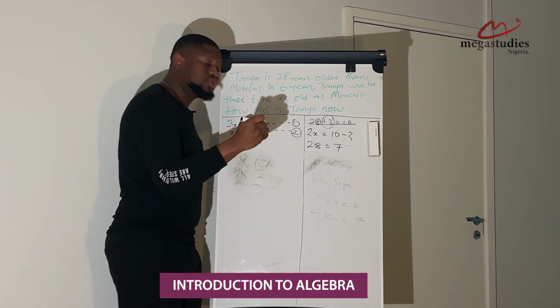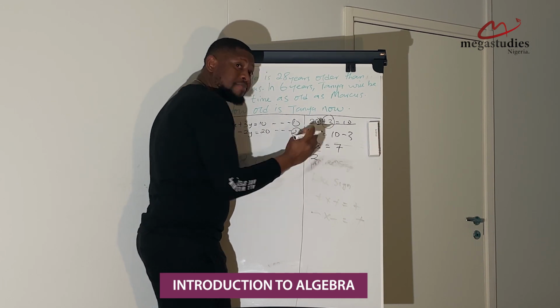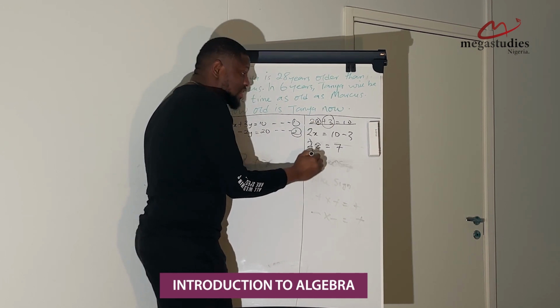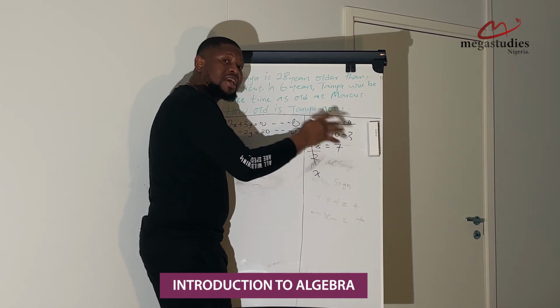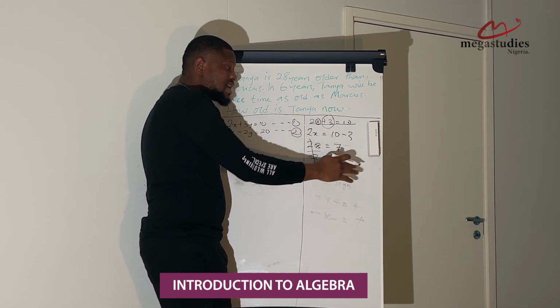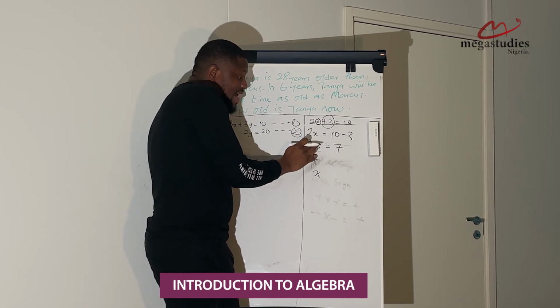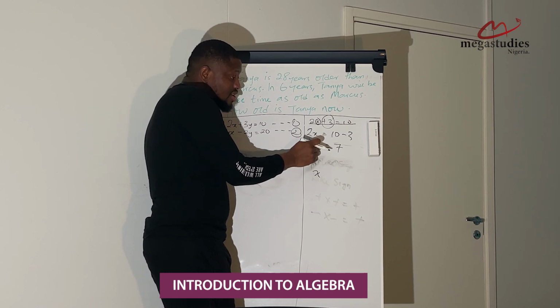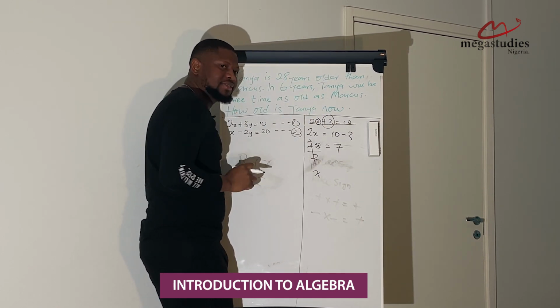In this case, if you have something like this, you divide both sides by 2. Why? Because we want to cancel out such that x will stand on its own. If it is 10, we divide both sides by 10. If it is 50, we divide both sides by 50. The coefficient of x here is 2. So we divide both sides by the coefficient of x.